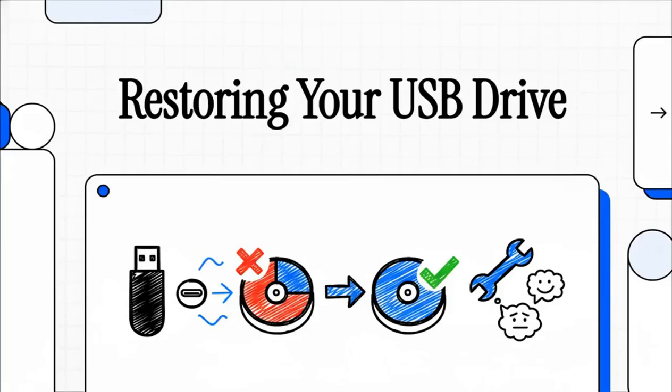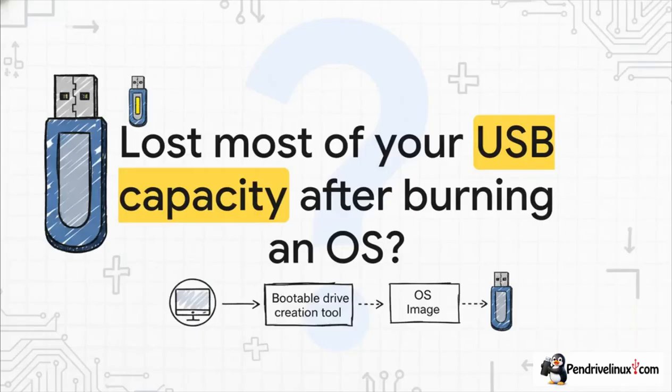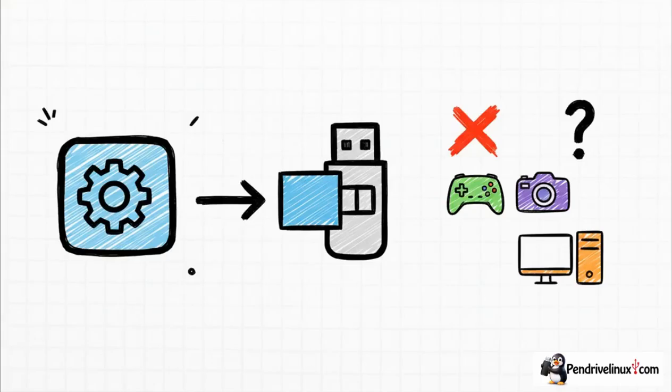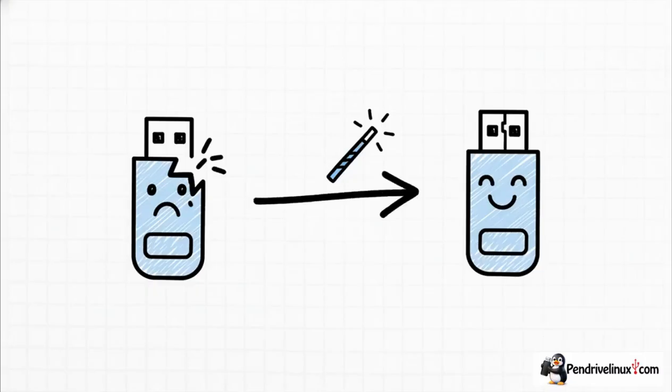Today, we're solving a super common and frustrating tech problem, a USB drive that suddenly shrinks. So, you made a bootable drive, right? And now your huge USB stick thinks it's tiny. Well, that software overwrote the drive's map, basically hiding most of its space from your computer. But hey, the good news is your drive isn't actually broken. Let's get all that space back.